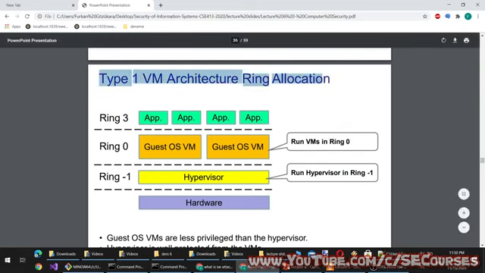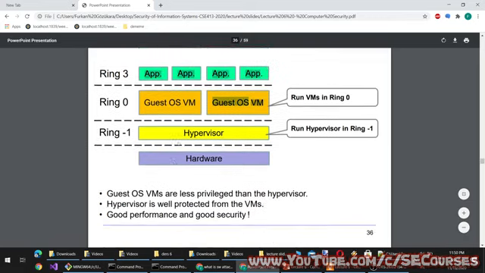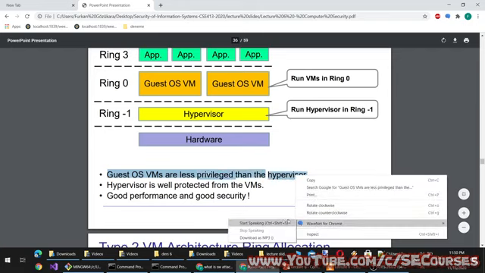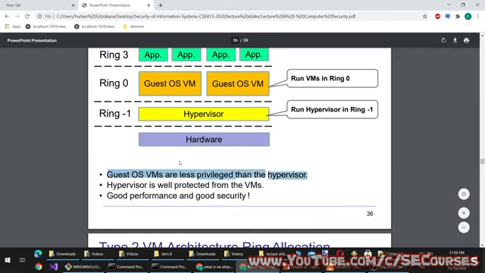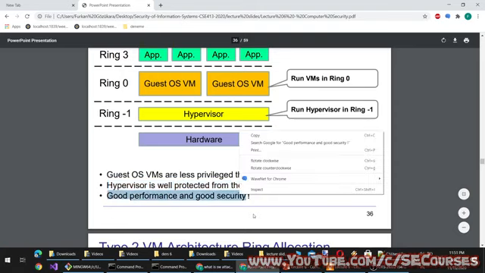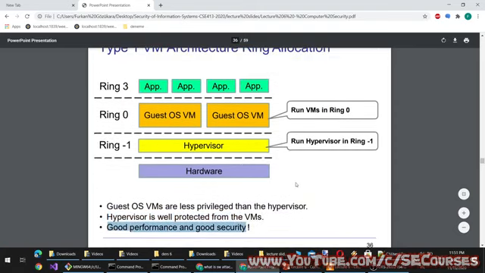So, type 1 VM architecture ring allocation. In type 1, which is native virtual machines, there is hardware, and above it there is ring -1, and above it there is ring 0, and above it there is ring 3, which are the regular applications. Guest OS VMs are less privileged than the hypervisor. The hypervisor is well protected from the VMs. Good performance and good security.